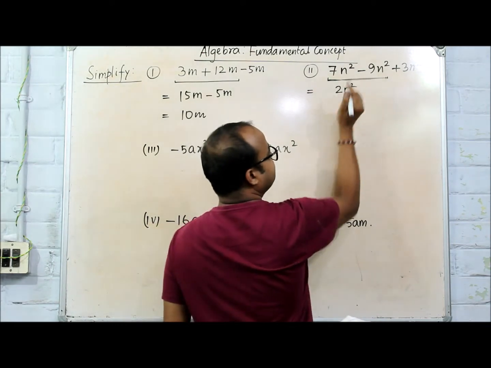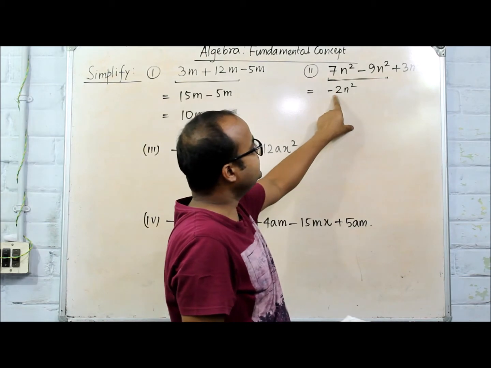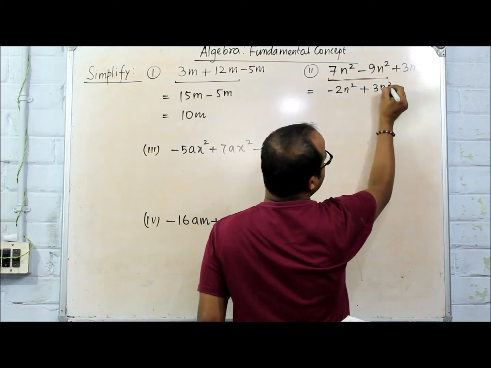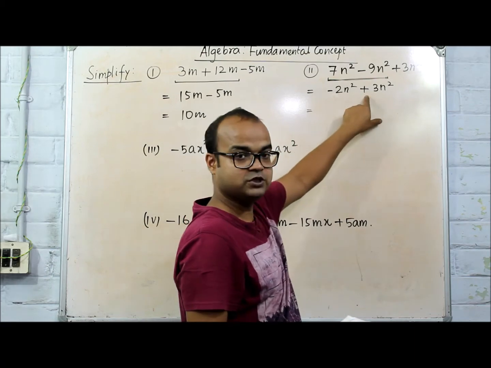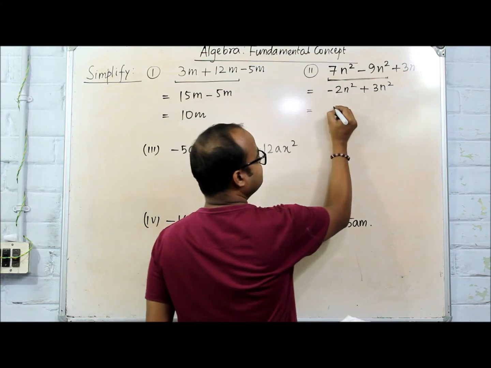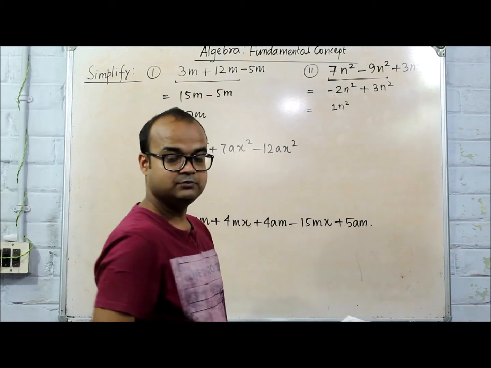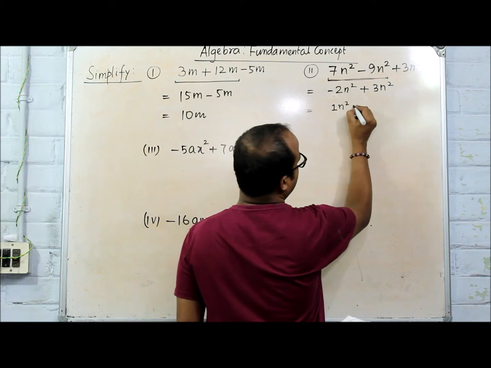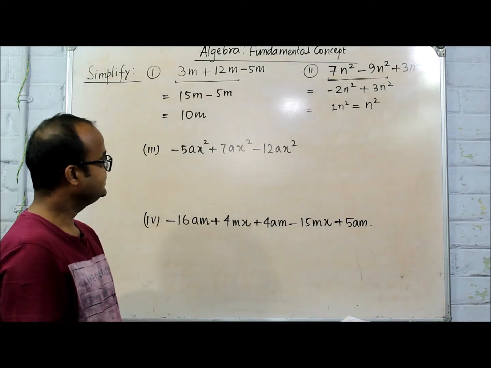What is the sign of 9? Negative. So the result of these two is minus 2n square plus 3n square. Now again opposite sign, negative, positive. We need to subtract. 3 minus 2 is equal to 1 n square. 3 is bigger in magnitude. What is the sign of 3? Positive. So the result is 1 n square, or we can simply write n square. Clear?